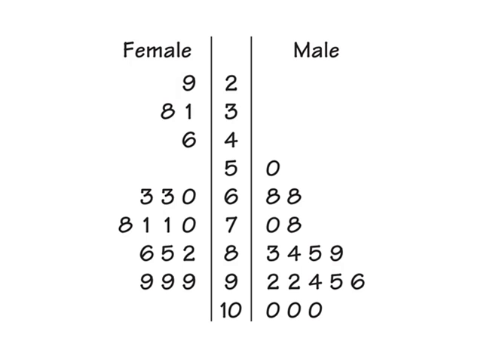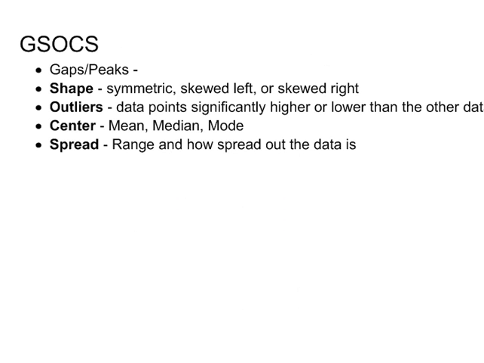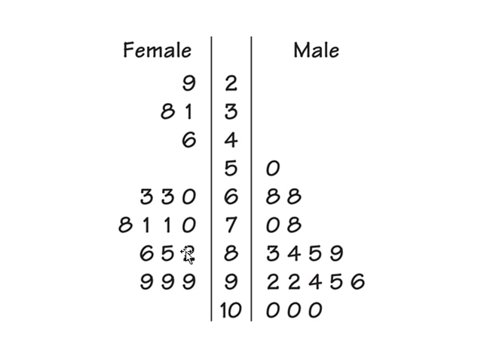What we're going to be looking to do here is describe data, and I'm going to call this GSOCs. You want to talk about gaps and peaks. So if I go back and look at this stem and leaf plot, all right, see I got a gap right in here in the 50s, and I have a peak right here at the 8, and I have another peak right down here on 38, and this is 78. So these are peaks, these are gaps.